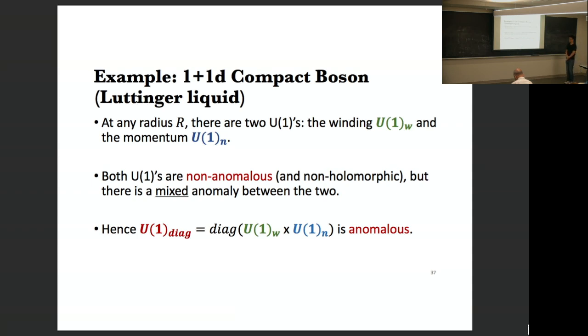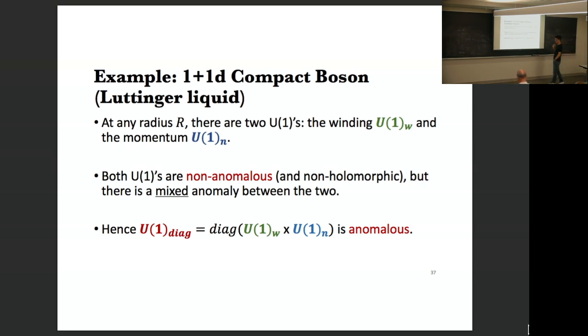Okay, so what's the example that I was having in mind? Just consider c equals 1, the 1+1D compact boson. There's a radius, which is an exactly marginal deformation of this compact boson CFT. This is a free theory. And there are always two U1s for any radius. There's a winding U1, and there's a momentum U1. Notice that I'm using the capital U1, meaning that they are compact U1, not R. The winding U1, when acting on a vertex operator with winding number w, gives you e to the i w theta. So w is the U1 winding charge of that operator. And similarly for the momentum U1. Both U1s are non-anomalous, so individually they can be gauged, but there's a mixed anomaly between the two. Therefore, if you consider the diagonal U1 of the winding and the momentum, then it's anomalous.